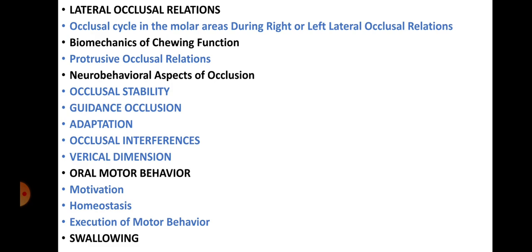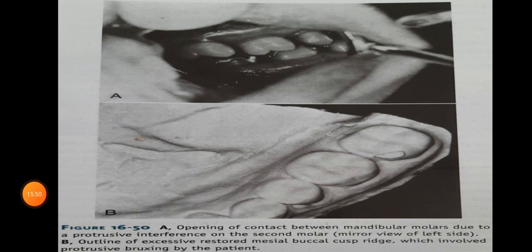The contact relations of the teeth may promote occlusal stability, but if incorrect relations are present, opening of proximal contacts can occur. You can see in figure 16.50, picture A showing the opening of the contact between mandibular molars due to a protrusive interference on the second molar.